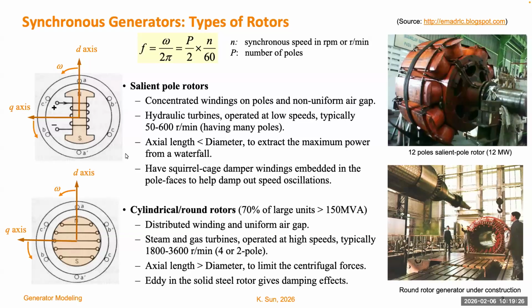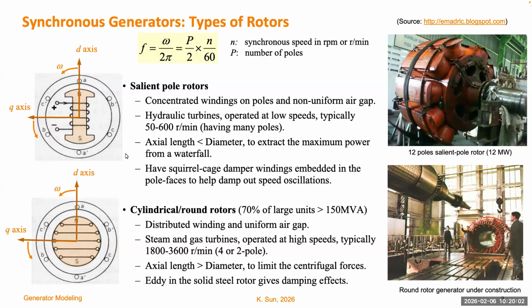Let's continue talking about the synchronous generators. We briefly introduced two types of generators based on the rotors, cylindrical rotor generators and round rotor generators. Each synchronous generator will have a number of windings we need to model, including the windings on the stator, which are phase A, phase B, and phase C. And on the rotor, we need to model the field winding, and there could also be damper windings.